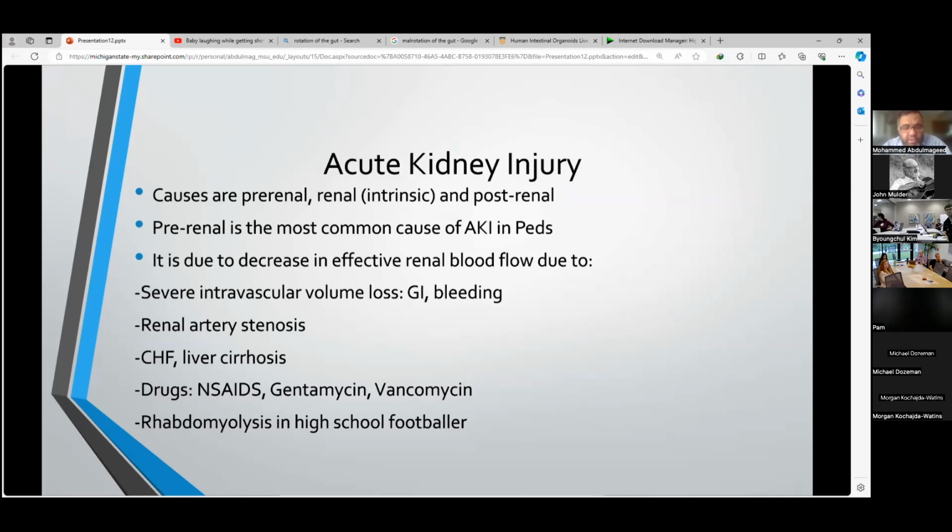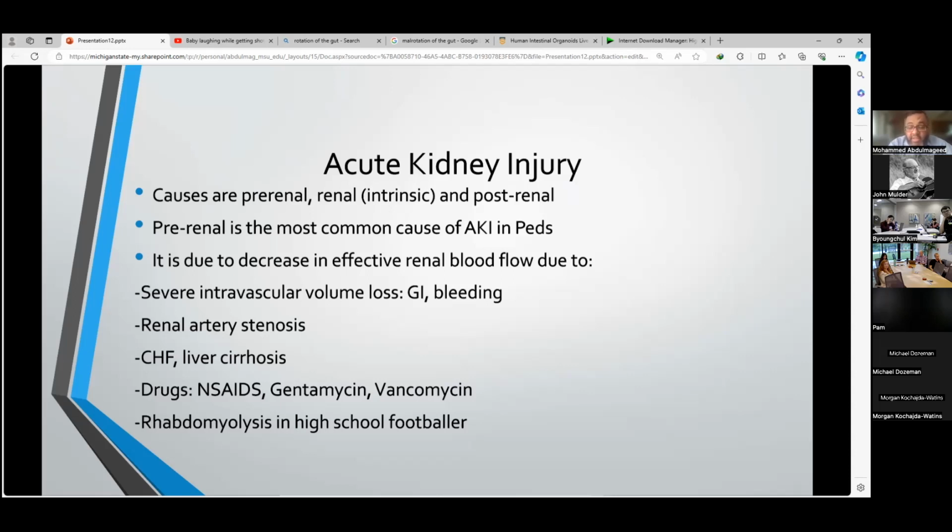Acute kidney injury. Causes are prerenal, renal, and postrenal, similar to adults, but the important point about children is that prerenal cause is more common in peds than adults. It is due to decrease in effective renal blood flow due to severe intravascular volume loss from hemorrhage, for example, or GI loss, diarrhea, and vomiting, which cause acute kidney injury, acute kidney failure. And some children might need dialysis for that. Renal artery stenosis, heart failure, and liver cirrhosis.